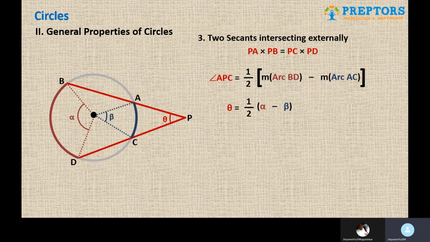Don't remember theta is equal to half into alpha minus beta because that's not a generalized formula. The main part is the first two lines that you should remember for this particular scenario and apply it if at all you get something similar to solve.